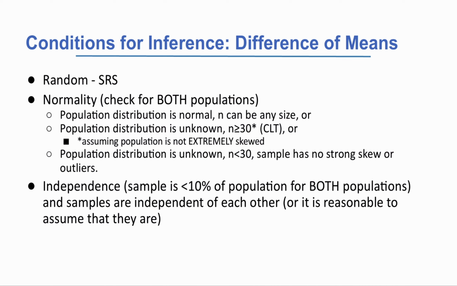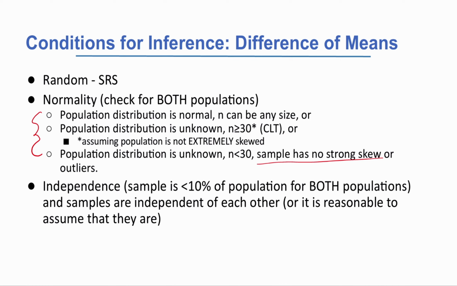Conditions you have to check for both populations. Both samples need to be random. You need to check normality for both populations. Each population needs to meet one of these three conditions. Either the population distribution is normal, n is at least 30, or you need to actually check your data for skew and outliers in your sample.